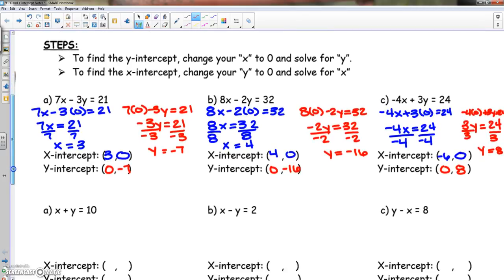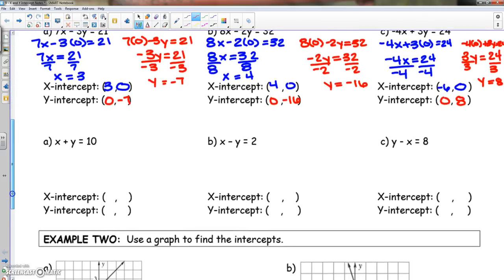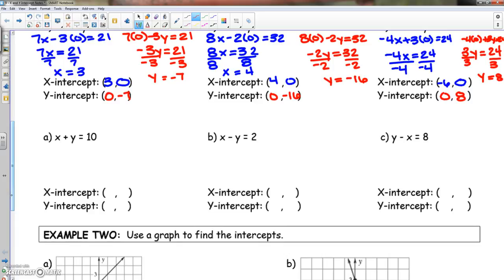All right, so the next 3, I want you to try by yourself. Okay, I want you to try A, B, and C by yourself. So pause, work it out, and then come back and check to make sure that you have the same answers as I do.